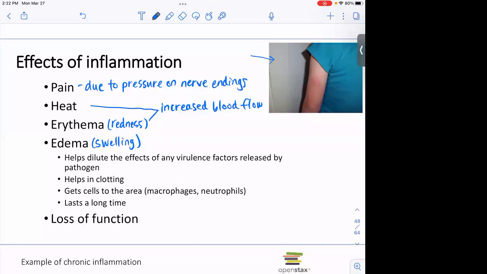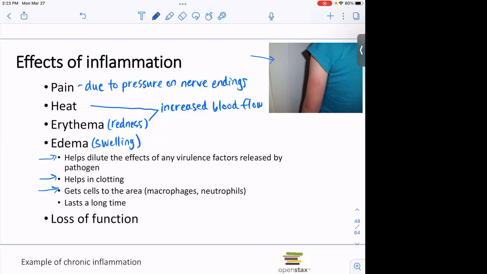And that's good on, again, a short time frame because that helps get cells where they need to go. They can kind of hitch a ride on that fluid. That's probably quicker than moving by amoeboid action. It brings clotting factors if it's some kind of injury, to clot up that injury. And if it's a pathogen that's maybe secreting some kind of extracellular enzyme or even some kind of toxin, that fluid is going to help negate the effects of any of those virulence factors.